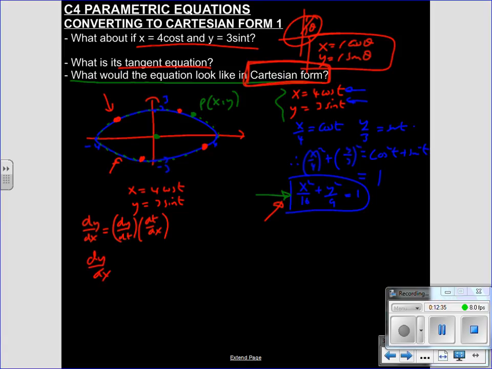So dy by dx equals, well, dy by dt, the differential of this, is 3 cos t, isn't it? Now dt by dx is the same as 1 over dx by dt, isn't it? And dx by dt is minus 4 sine t. So I recommend you just instantly go 3 cos t over the differential of your x, so minus 4 sine t. I hope that makes sense. So this is your gradient function now.